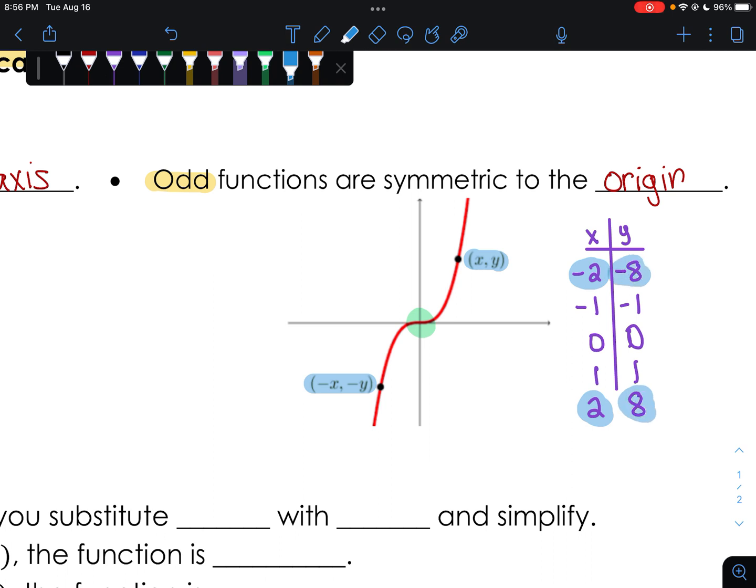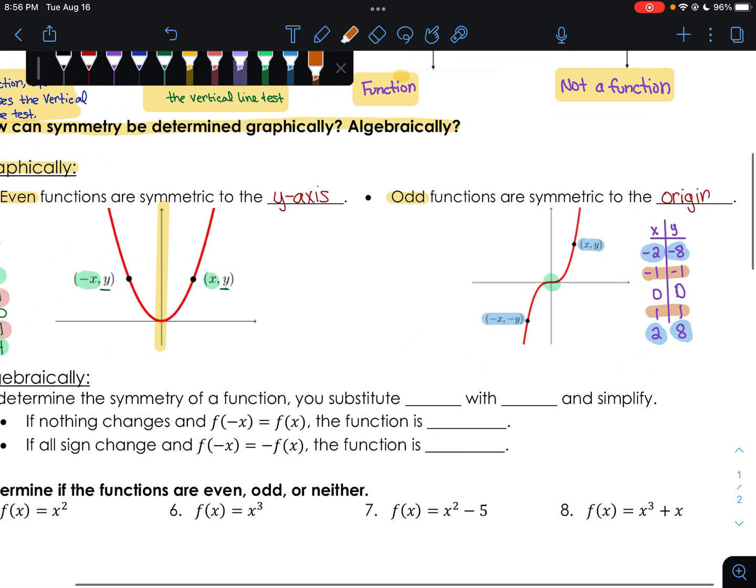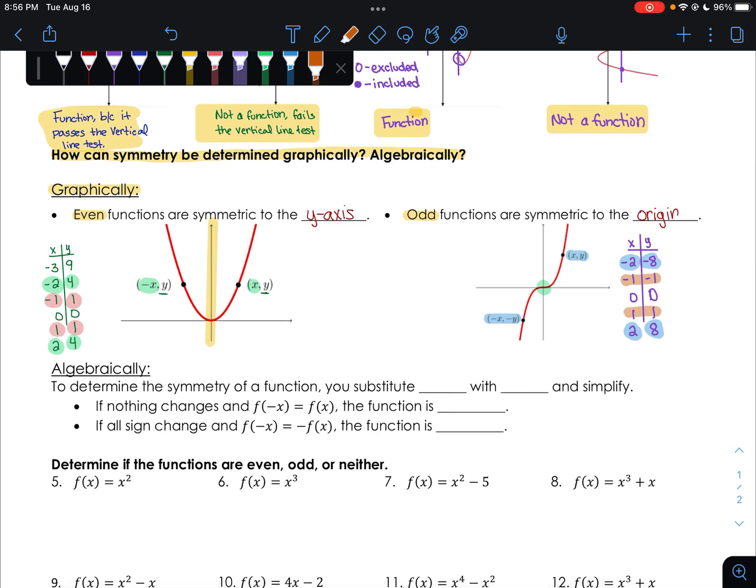my +2 has a +8. So the signs are opposite. Same thing applies for the -1 and the +1. Okay, so all of the signs change. So that is how you would determine symmetry graphically.